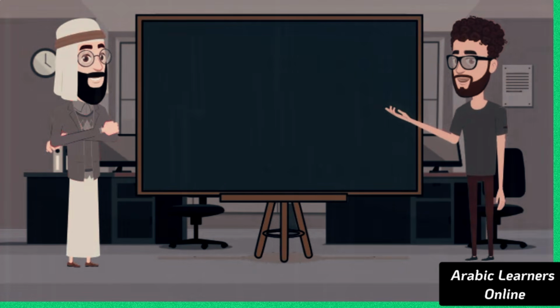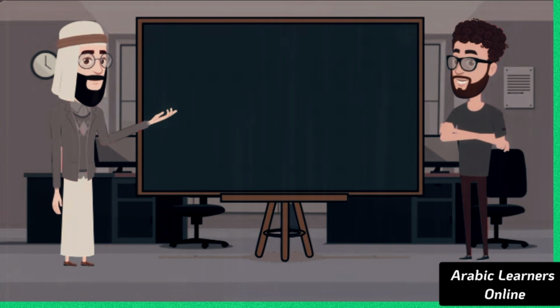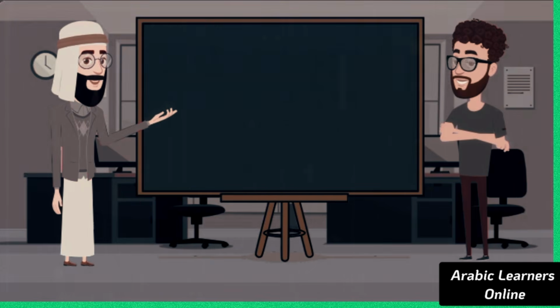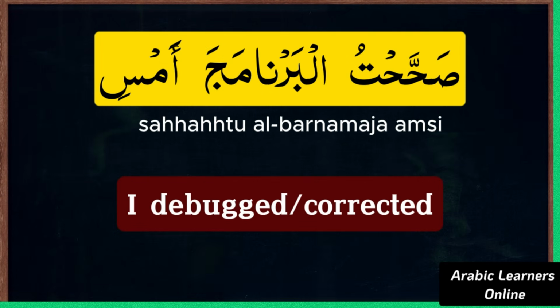Perfect. Now, when I'm fixing code errors, I debugged the program yesterday. For debugging, we use صحح, يصحح, which means to debug, correct, or fix errors. Your sentence. صححت البرنامج أمس. In English, I debugged the program yesterday.